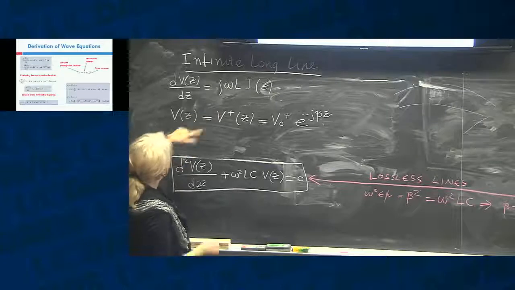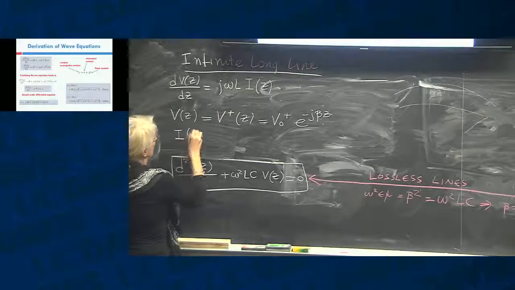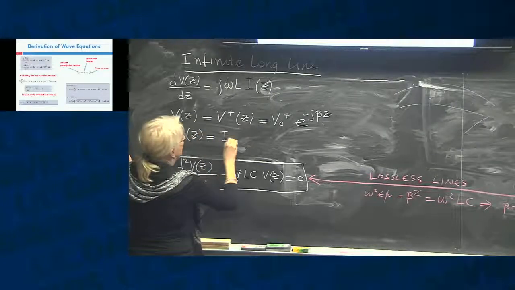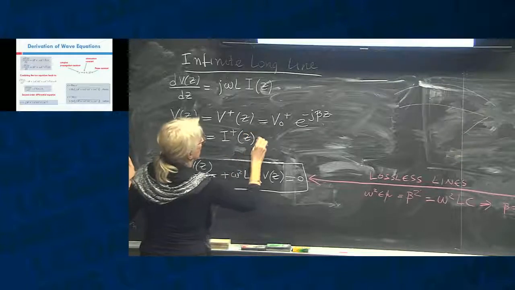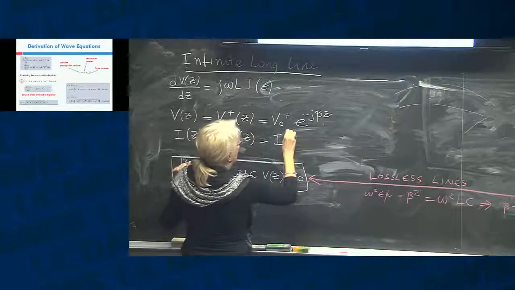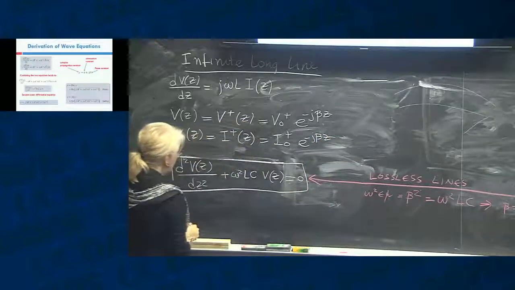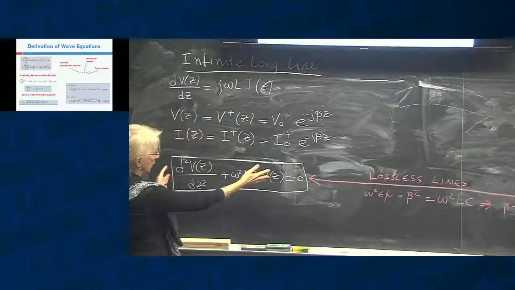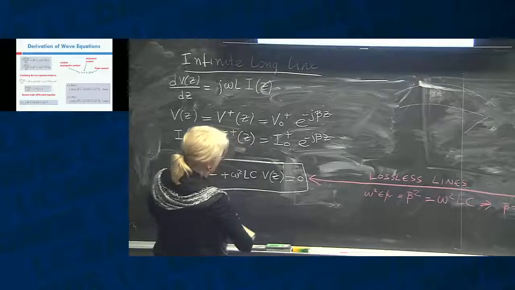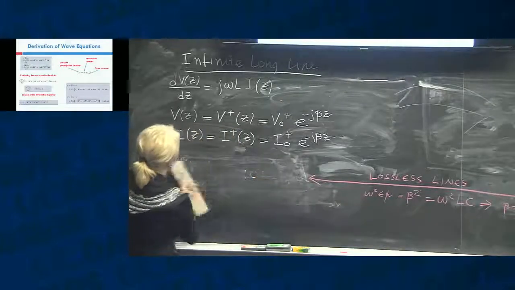Now, I(z), same. I plus of z, I naught plus e to the minus jβz. I don't need this anymore because I have already found the solutions. I know them.